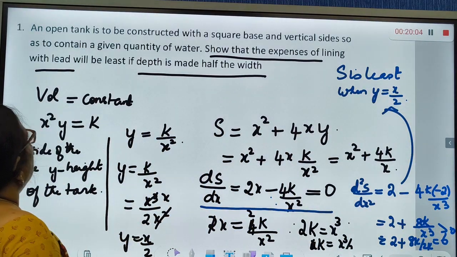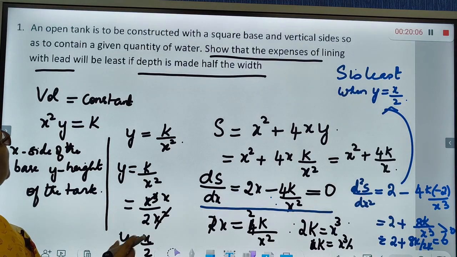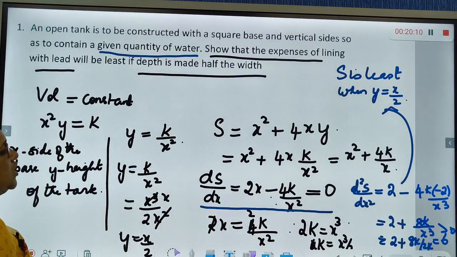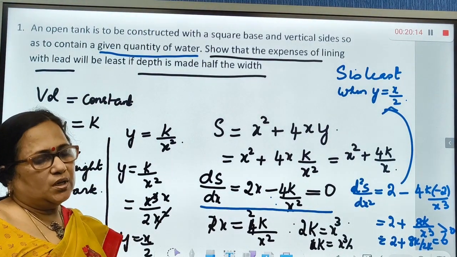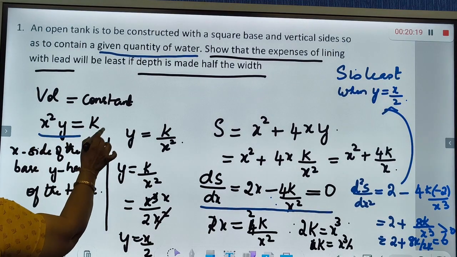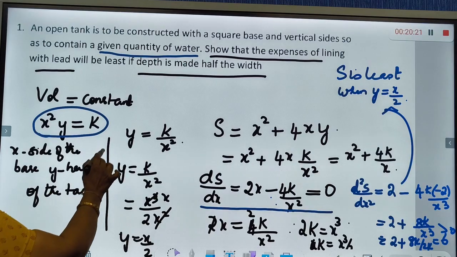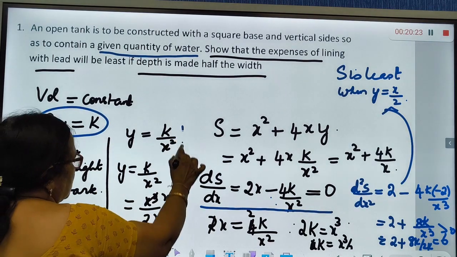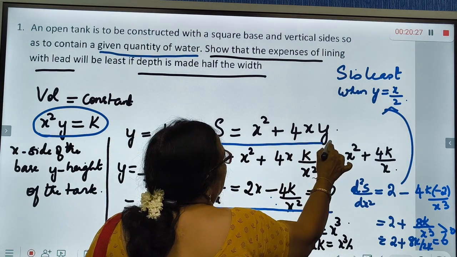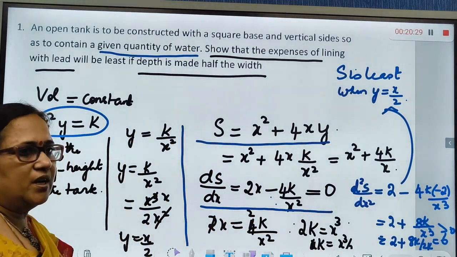So we have an open tank, okay, with a given quantity of water. So volume is a constant. What is volume? X square y, where x is the side of the base, which is a square. Y is the height. So x square y equal to k is a constant. Okay, so from this y equal to k by x square. Now what is it that you have to minimize? The lining with lead, which is the surface area.